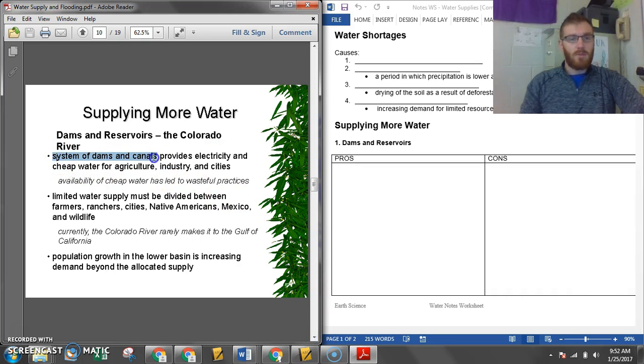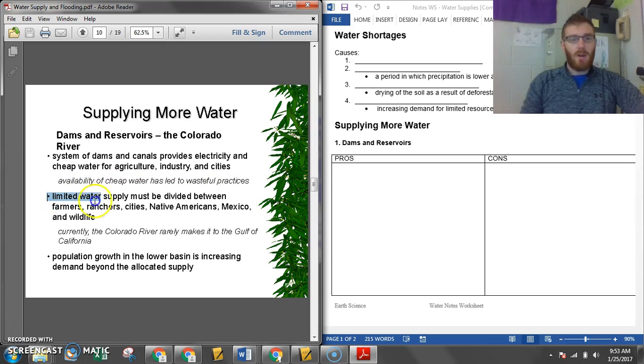So it's a system of dams and canals, provides electricity and cheap water for agriculture, industry, and cities. And the availability of cheap water has led to wasteful practices for these things. So you get a lot of people watering their lawns when they're not supposed to when you're in a drought, which can cause even more water shortages.